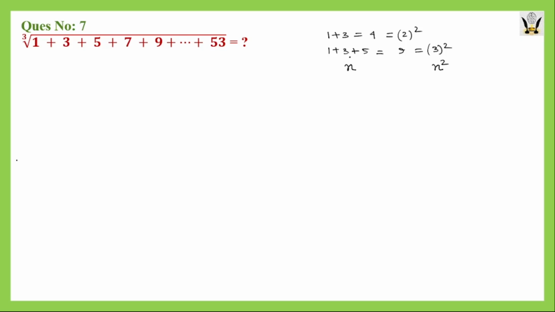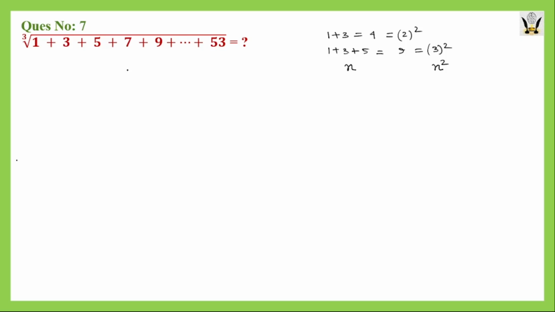So when we are adding first three odd natural numbers, then it is 3 square. When we are adding 2, then it is 2 square. Then again if we look at the first 4, then the result will be 16, and 16 is 4 square. So when we are adding first 4 odd natural numbers, then the result of addition is becoming 4 square. So this is one of the properties of square numbers.